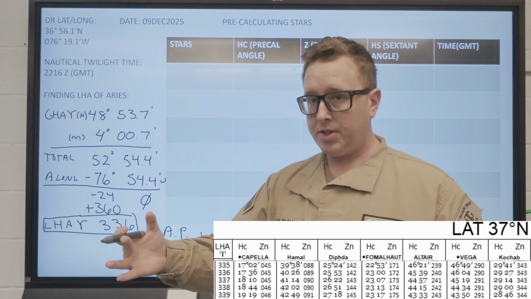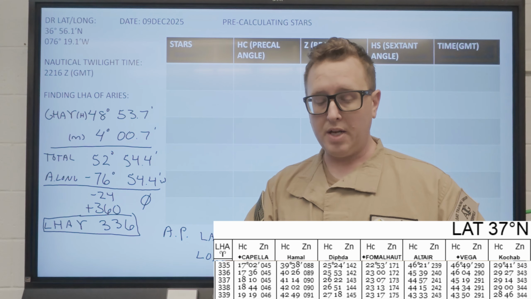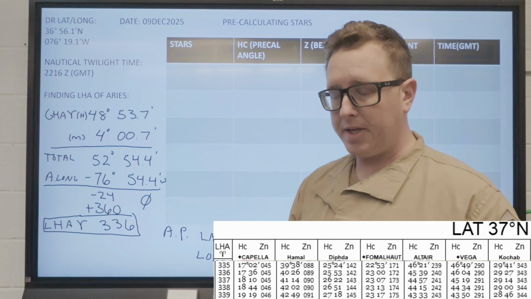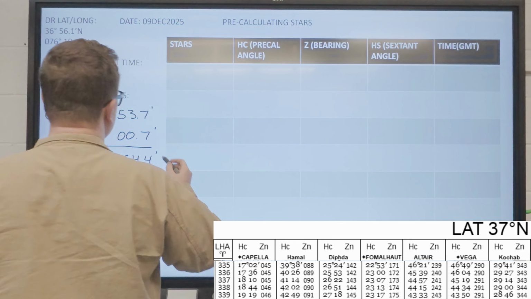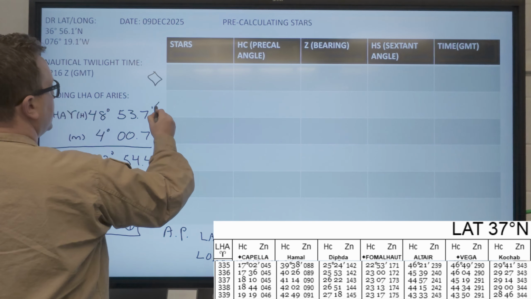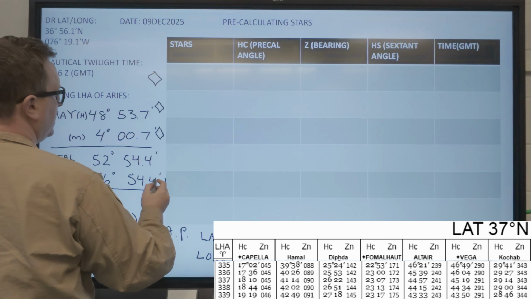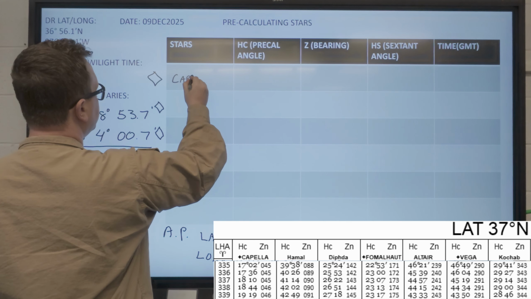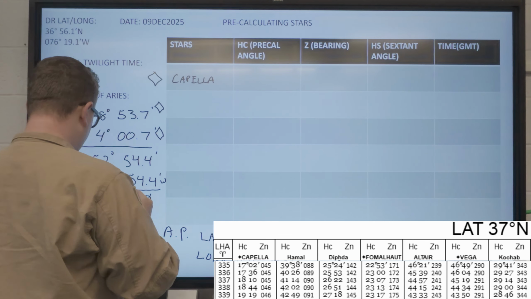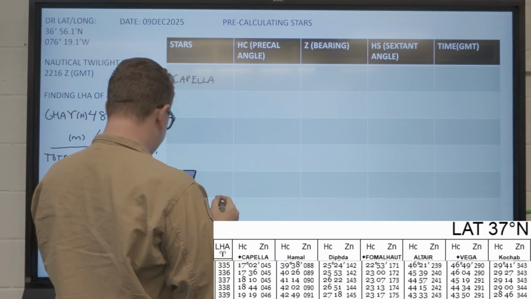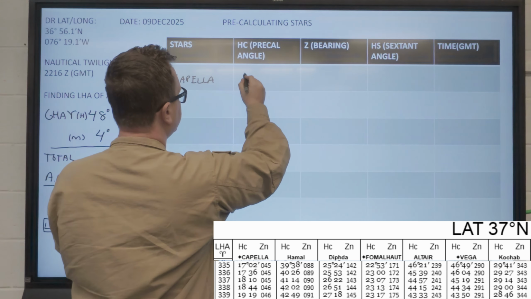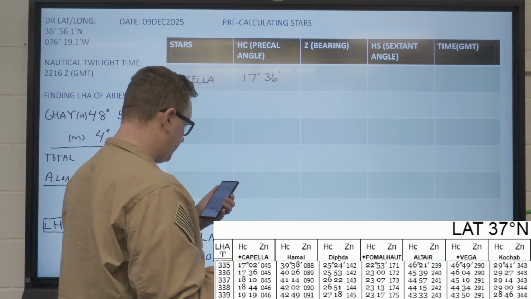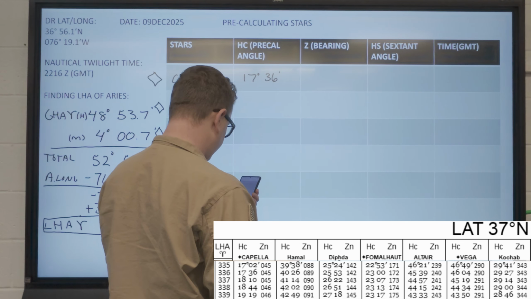In real life, if I was on the ship, I'll be writing down every single star that this publication gives us, and then some planets when we do that one, to try to make your answer as accurate as possible. So for this example, I'm just going to put the 3 diamonds that it gives us, and then I would write the rest of them down. But the first diamond it gives us is Capella. You're going to write down its HC, which is 17 degrees 36. And you're going to write the bearing that it gives us too, the ZN, 045.